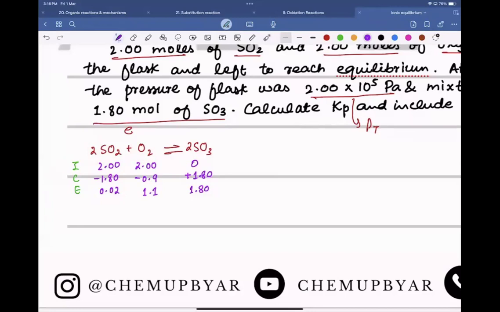Yes, sir. Okay. Now we will find the total moles. The total moles would be 0.02 plus 1.10 plus 1.80. So what are the total moles? 2.92?